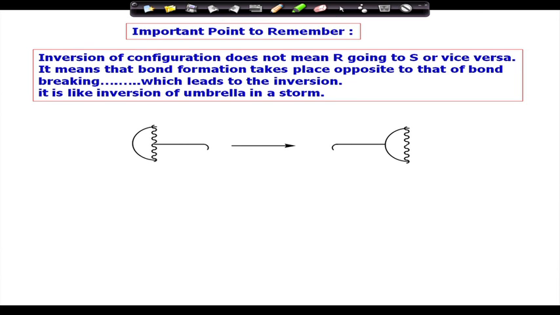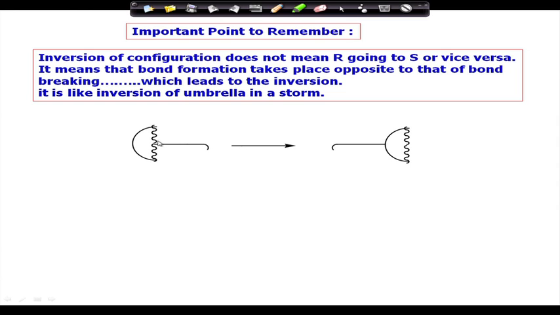Now, inversion of configuration does not mean R going to S. That is very important, you should always notice this: inversion of configuration does not mean R going to S or vice versa. It means that the bond formation takes place opposite to the bond breaking, which leads to the inversion. It does not even mean that a plus compound is going to a minus compound. Do not think that way. It is a change of configuration, meaning the incoming group occupies the opposite side from where the leaving group was.